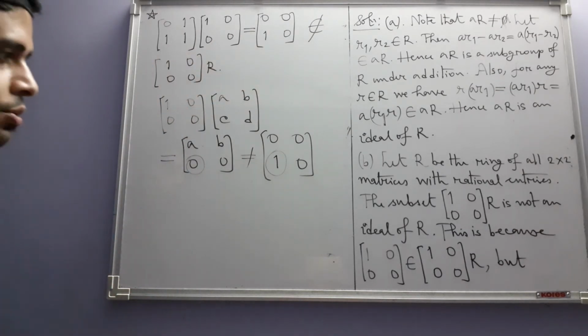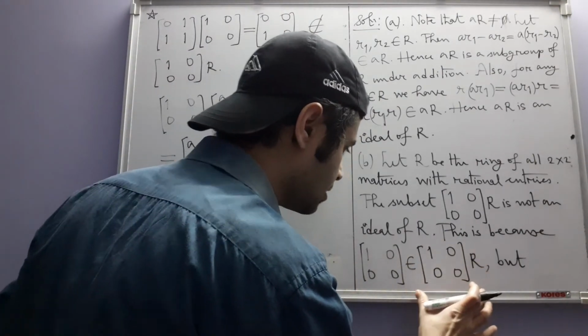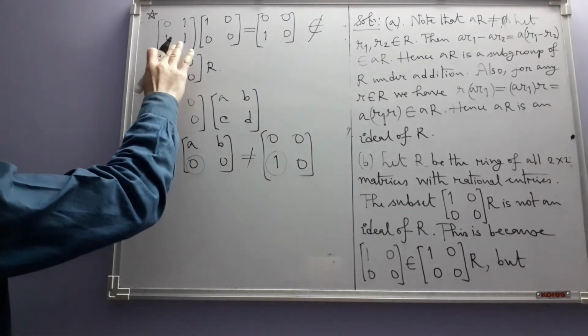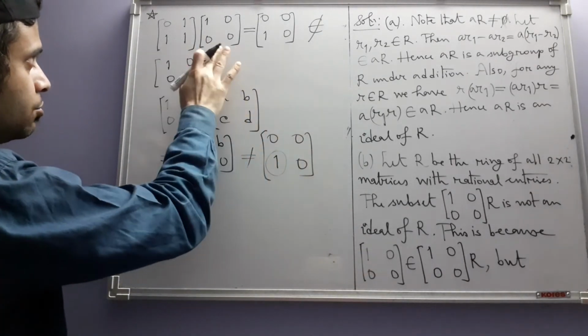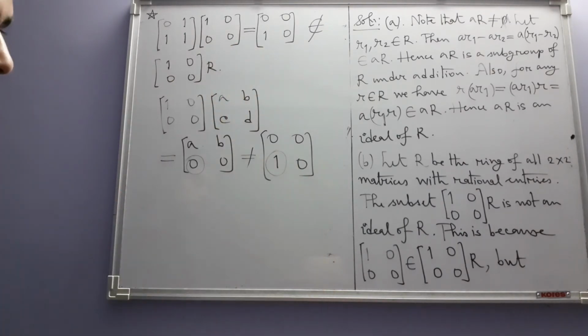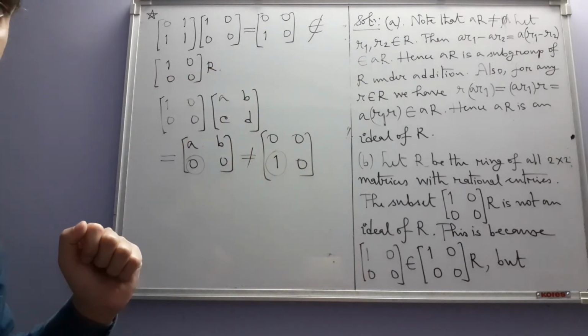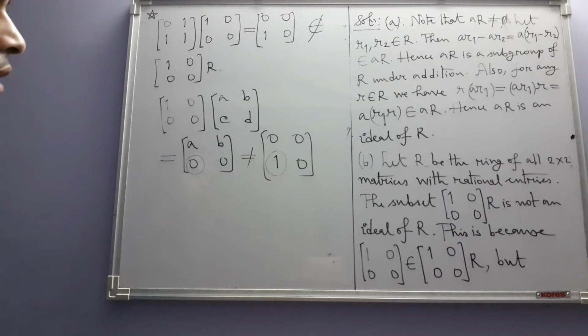Now what have we shown here? We have chosen an element in this subset, and this is an arbitrary ring element, and we have multiplied these two, but the product does not belong to the subset. So it violates the second condition for an ideal. So it cannot be a two-sided ideal or an ideal.